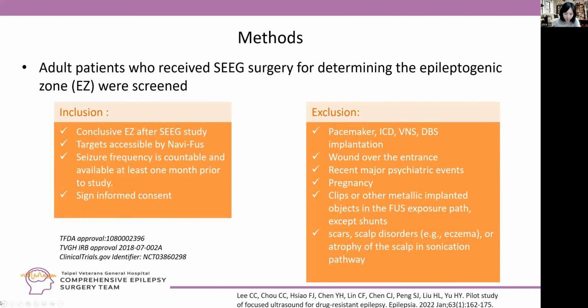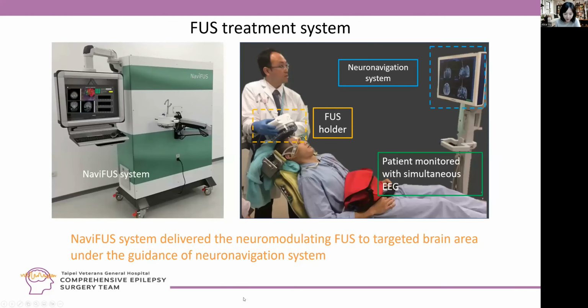We use our phase 1 study data. In this trial, we screened patients who finished their SEEG studies. The seizure onset electrodes were chosen to be the target of focused ultrasound treatments. We excluded patients with implanted devices, wound infections, recent major psychiatric problems, pregnancy, and implanted objects with metals in the focused ultrasound exposure pathway. And the treatment is guided by a navigation system.